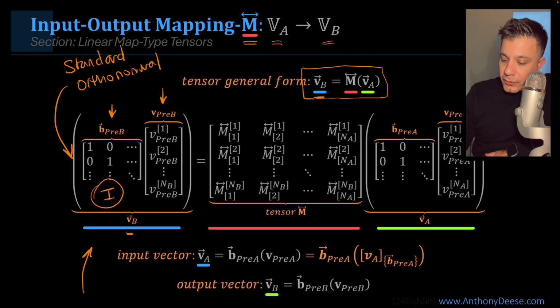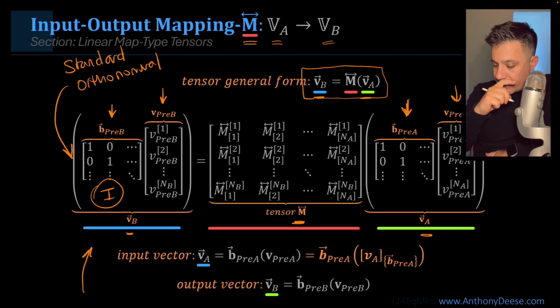Now, flipping over to the green underlined component, which is the input primal vector, same thing. We have a contravariant coordinate array, which we call V pre A, and then the covariant input basis set B pre A. Now in the middle, we have the tensor M. And we've already explained what's going on here, so I don't think I need to go through the individual elements.